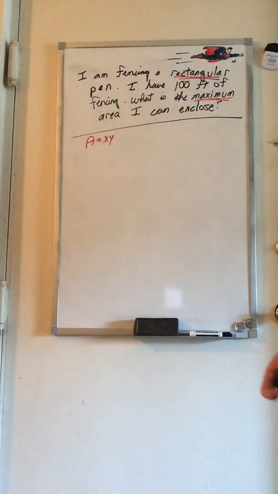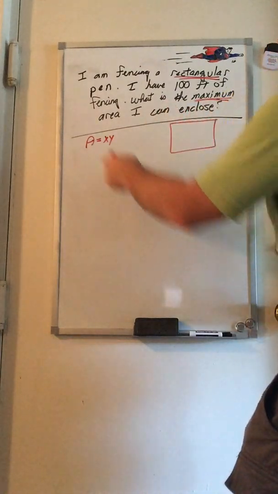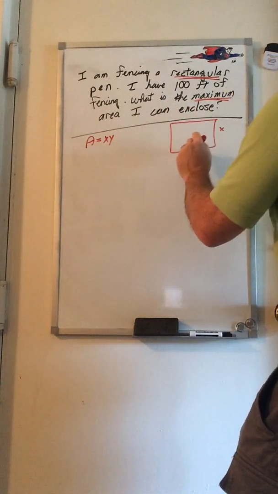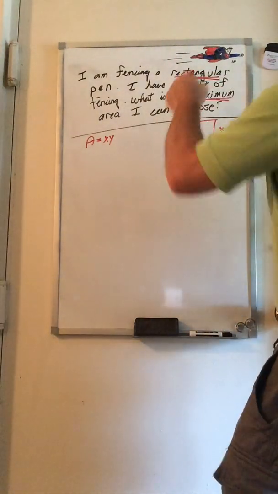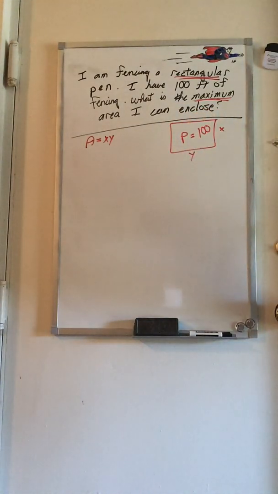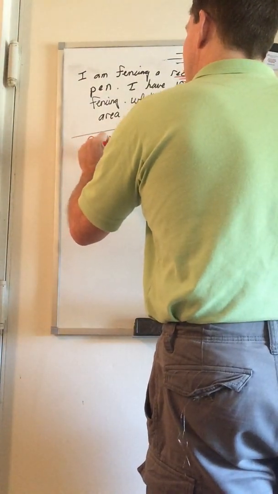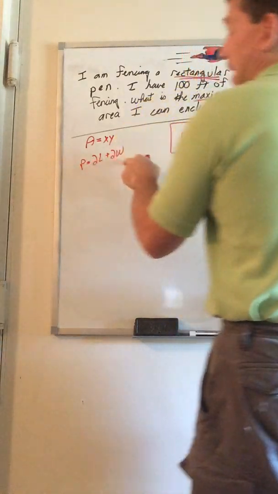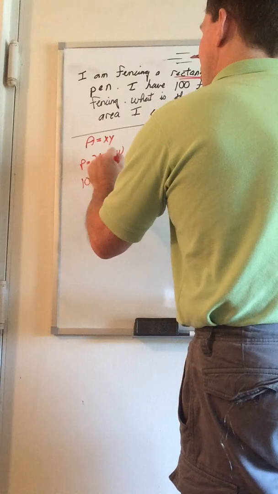And also for a lot of these, much like with related rates, since they are geometric problems, draw a geometric picture to get an idea of what's going on. It's a rectangular pen. And if the area is x times y, call this x and that y, it doesn't really matter. And the other thing I'm told is I have 100 feet of fencing, which means the perimeter is 100. But now we all know the formula for the perimeter of a rectangle. Perimeter equals 2 times L plus 2 times W, which in this case I can substitute in. I get 100 equals 2x plus 2y.